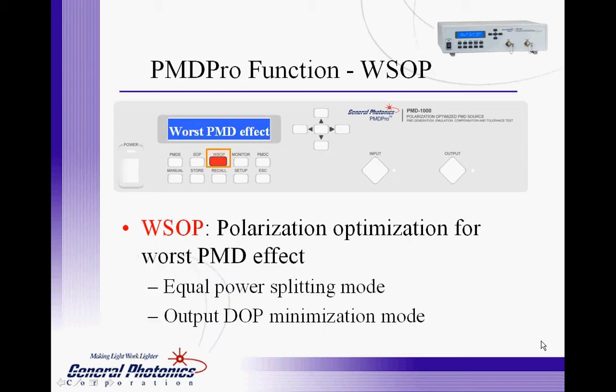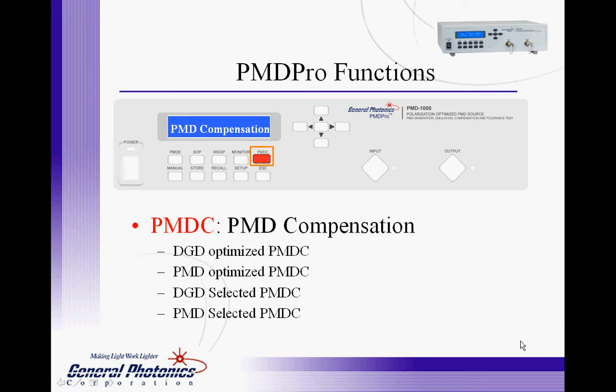The WSOP function can guarantee the worst PMD effect on signal by either of two methods: equal power splitting, and output DOP minimization. Pressing the PMDC button accesses the PMDPro's compensation functions, which include scans through all available DGD or PMD states for best compensation. For any given user-selected DGD or PMD state, optimize the input SOP for best compensation.